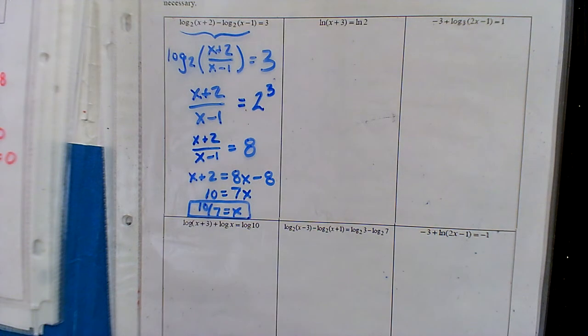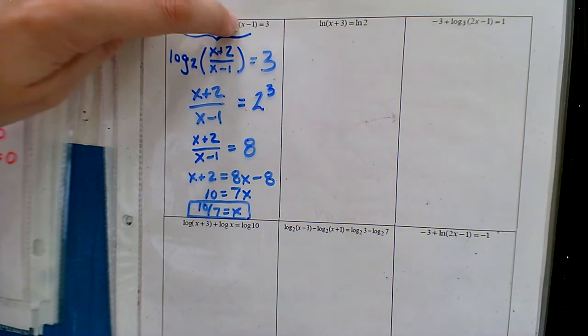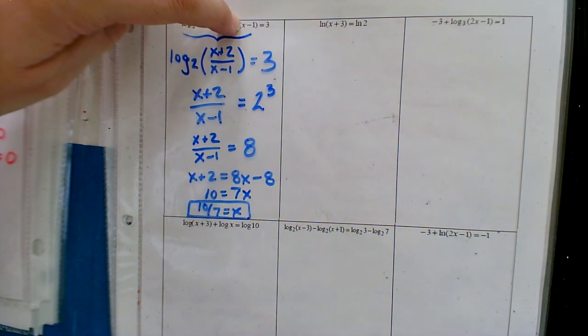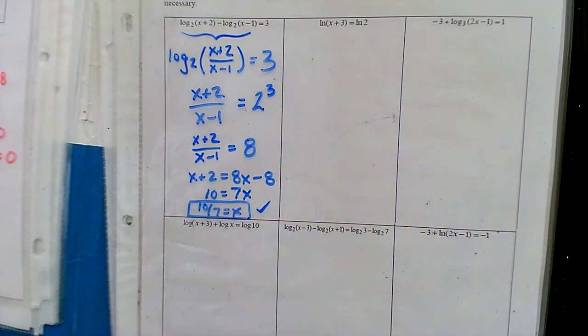We gotta check this, because we're dealing with logs, we kind of have that restriction. If you were to plug in 10 over 7 into the arguments at the top, would they be positive? I think we could try to check this without a calculator. 10 over 7 plus 2, that's positive. 10 over 7 minus 1, that's still positive, right? So this is our solution. It doesn't make any argument negative or 0.